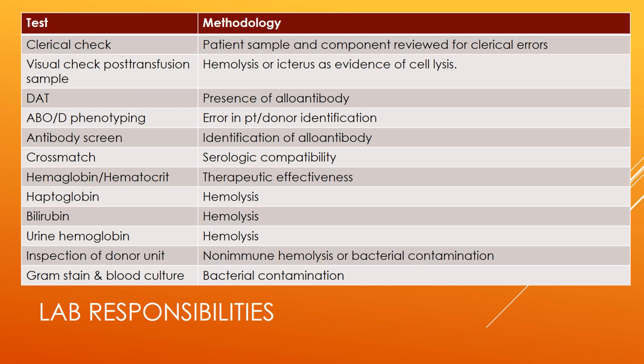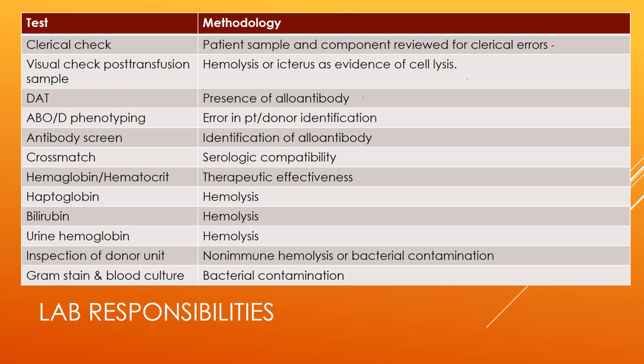If we suspect that there has been an antibody response, you can see the tests that we're going to run. Again, the clerical check is the most important thing, we always have to do that. Here's our visual test for hemolysis or buildup of bilirubin from cell lysis, and our DAT. The DAT, if it's positive, tells us that there is an alloantibody we missed, and now we have to really work it up and find out what that antibody is reacting with, okay?